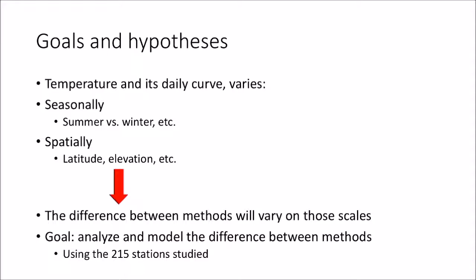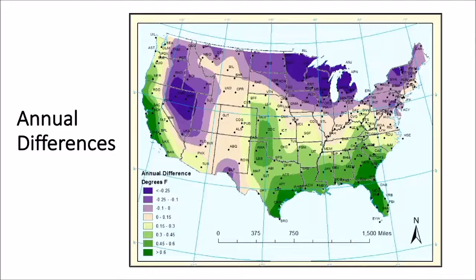Therefore, we should see strong seasonal and spatial signals in the difference between temperature averaging methods, again, as a result of the daily temperature curve variation, and hence analyze and then model the difference between methods. So we should then be able to use basic climate variables to explain these variations observed, and again, all this based on those 215 first-order weather stations used from the first-order data set.